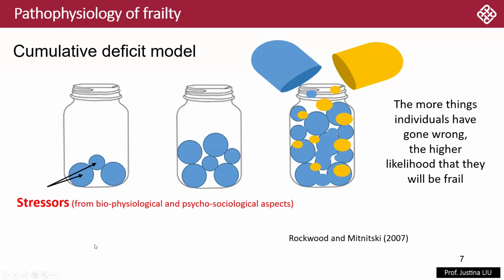Do remember stressors do not come only from the physiological aspect, they can also come from psychosocial aspects. Actually there is lots of evidence suggesting that older people, for example with depression, or older people with limited social support and limited social participation, have a higher chance of developing frailty in their late life.